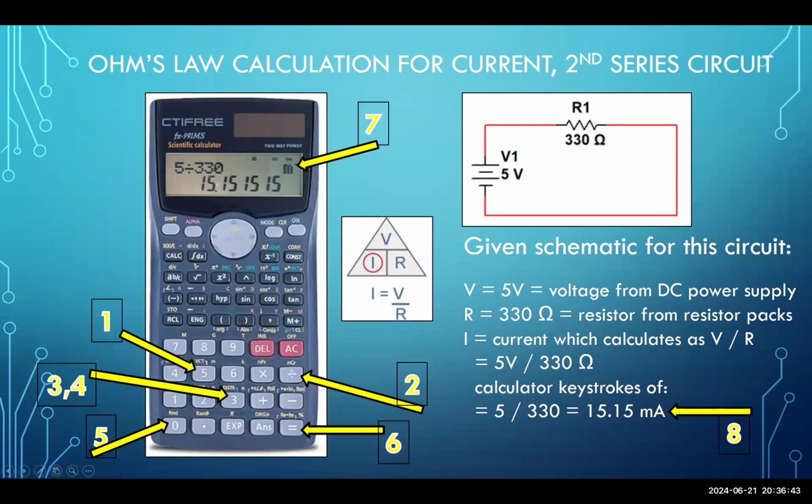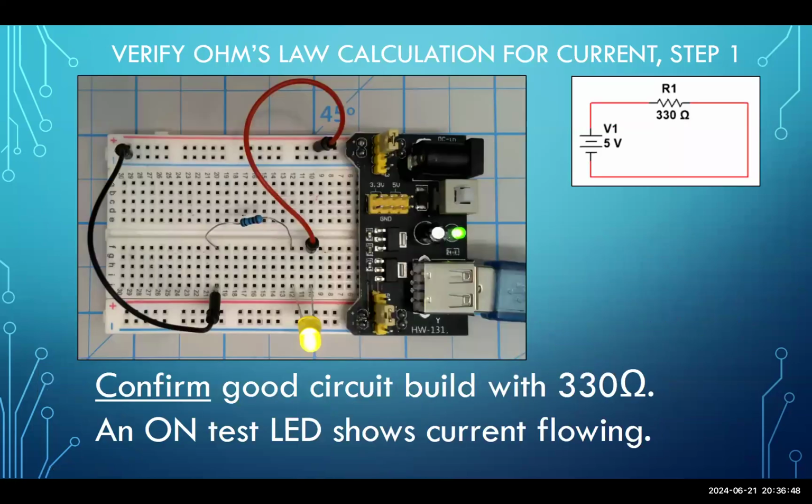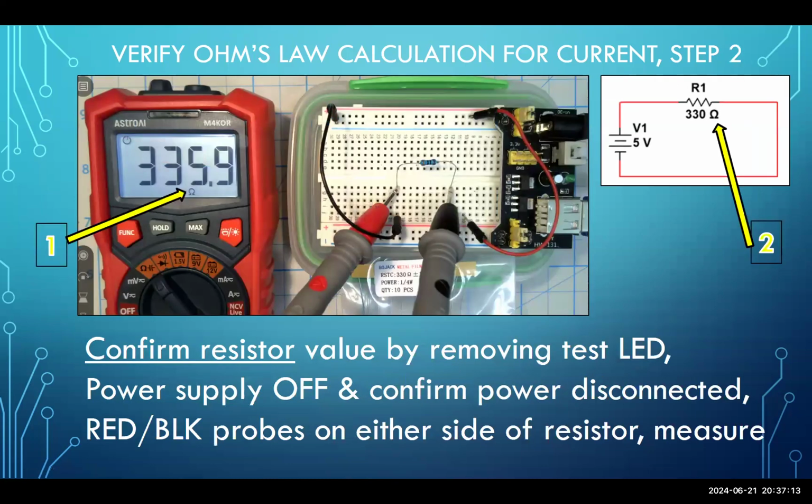All right, next, you're going to confirm this circuit build. So with the 330 ohm resistor now in here, reinsert the LED, and as long as the LED is reinserted and this power supply is on, the LED is lit. All right, you're a happy camper. You've got current flowing through the circuit, and now we're ready for the next step. The next step is to confirm the resistor value. How do we do that?